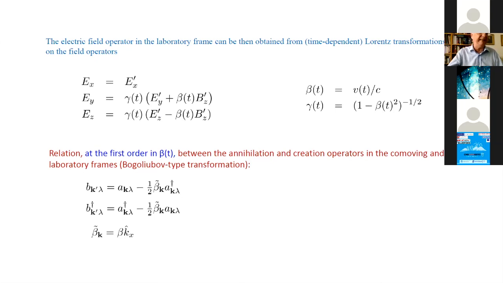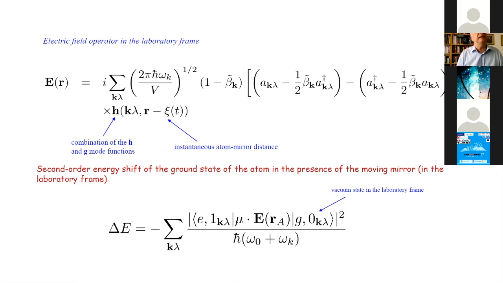And now we can write the electric field operator in the laboratory frame. Roberto, yes. We passed a little bit the time, so maybe we should... Yes, I'm finishing, just 1 minute. And this is the expression of the electric field in the presence of the moving mirror in the laboratory frame, where these H are some specific combination of the F and G mode functions that I defined before.